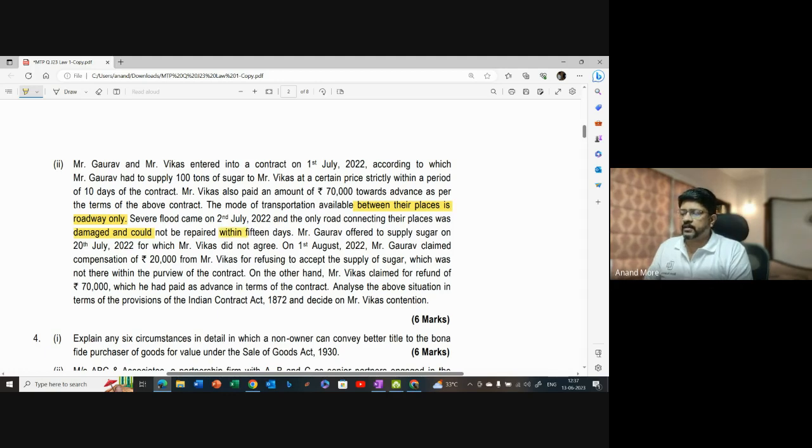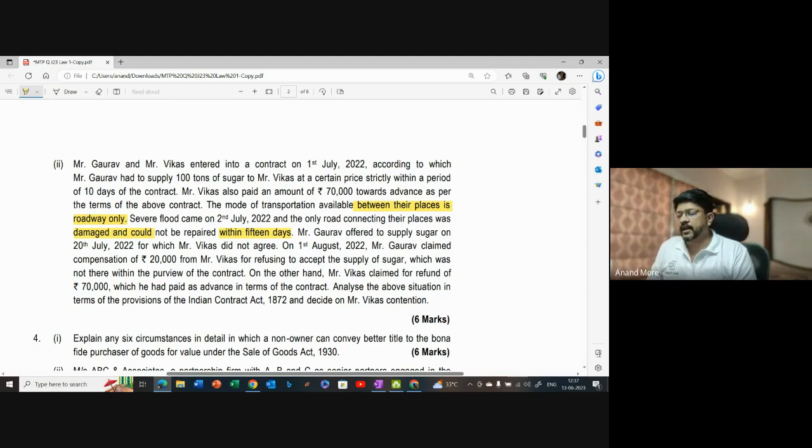Okay, great. Mr. Gaurav offered to supply sugar on 20th July 22, for which Mr. Vikas did not agree. On 1st of August 22, Mr. Gaurav claimed compensation of ₹20,000 from Mr. Vikas, for refusing to accept the supply of sugar, which was not there within the purview of the contract. So in the contract, it was not mentioned that if the buyer declines to take the delivery, then what is the damage to be demanded.